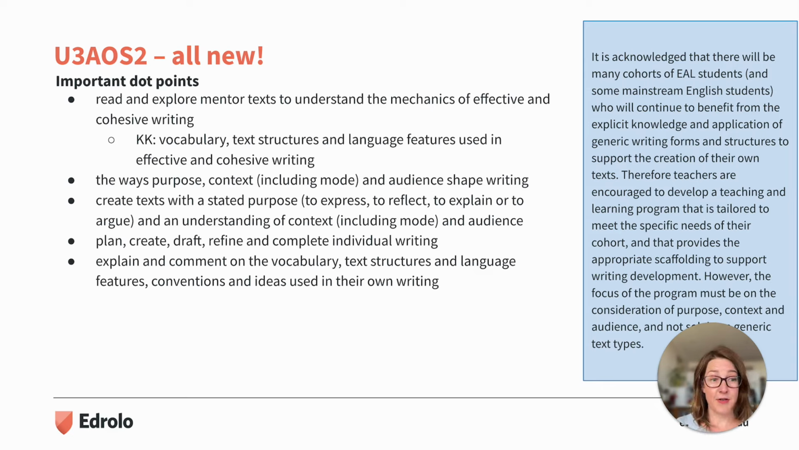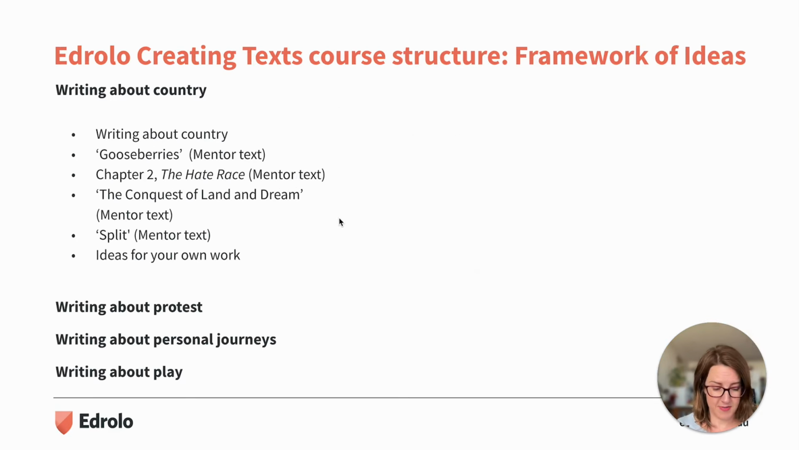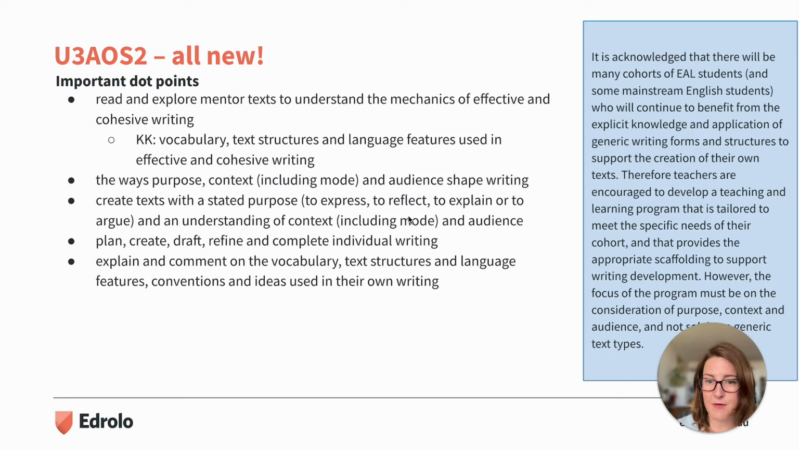When it comes to students' creative works, they create text with a stated purpose to express, reflect, explain, or to argue, and an understanding of context and audience. So again, the purpose, the context, and the audience are coming through really strongly here. There's also an emphasis on planning, drafting, and refining, and of course a commentary on why they've chosen particular techniques and structures. So in our minds, we've got 3 main areas here: the mentor texts, purpose, context, and audience, including text types, and the creative process.